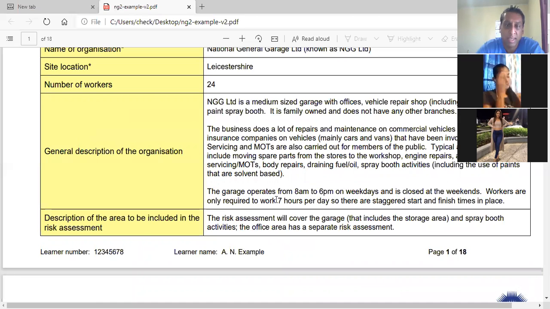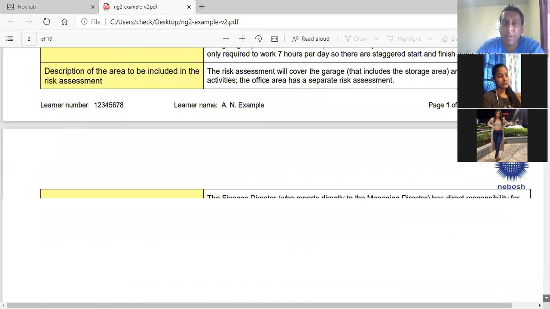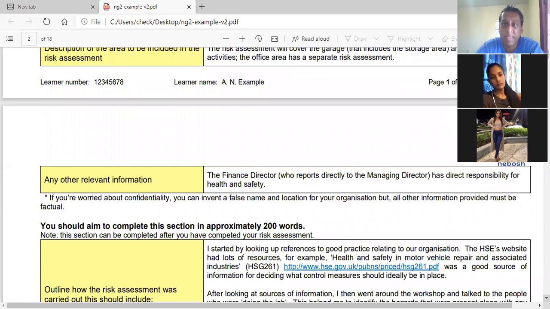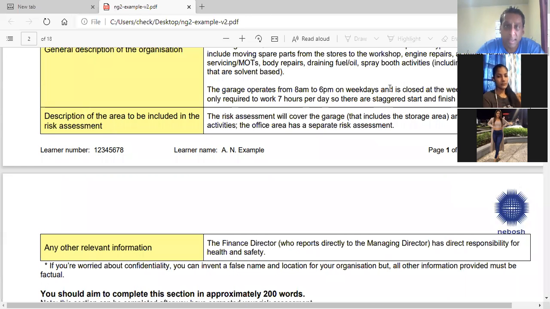You also need the working hours of the business, as well as any shift pattern, that is very important. Description of the area to be included in the risk assessment is where you zone down a bit into the area that you want to cover, and you could also mention the areas that you would not cover.